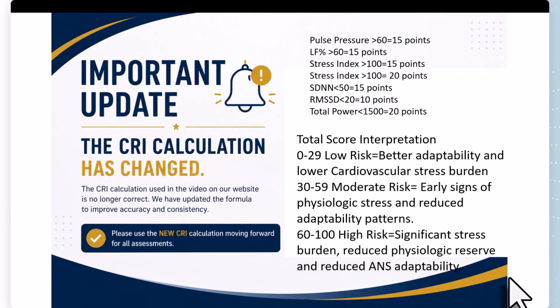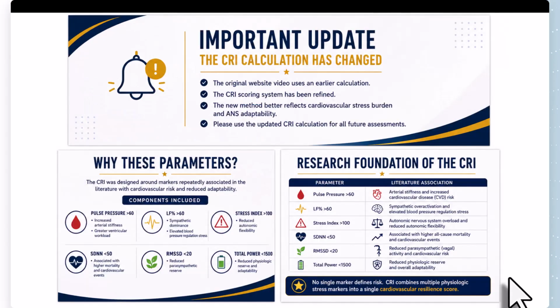Then you take that number and get a total add-up, and here's where you take a look. If it's 0 to 29, it's a low risk, better adaptability, and lower cardiovascular stress burden. If it's 30 to 59, it's a moderate risk: early signs of physiological stress and reduced adaptability patterns, and you want to start doing something right there. You don't want to wait. 60 to 100 is high risk: significant stress burden, reduced physiologic reserve, and reduced autonomic nervous system adaptability.